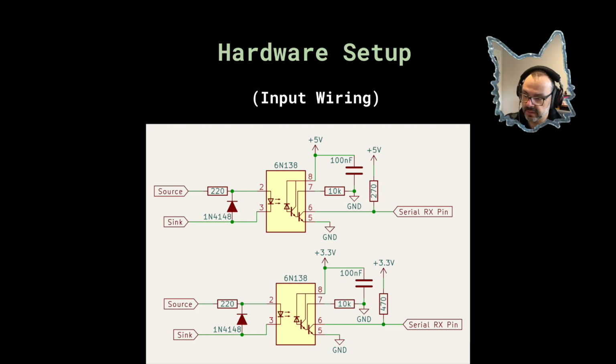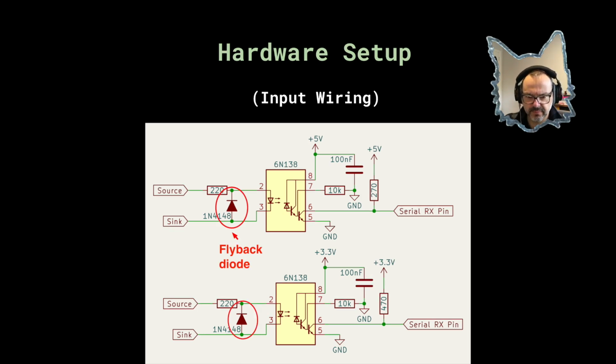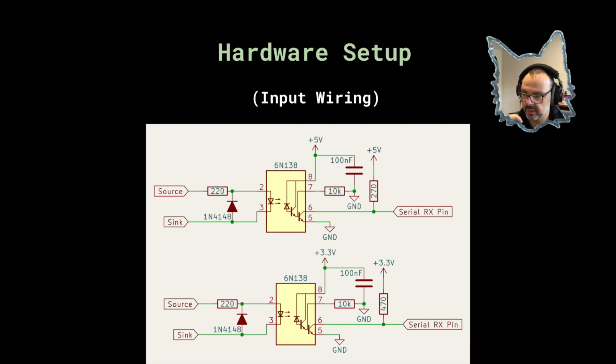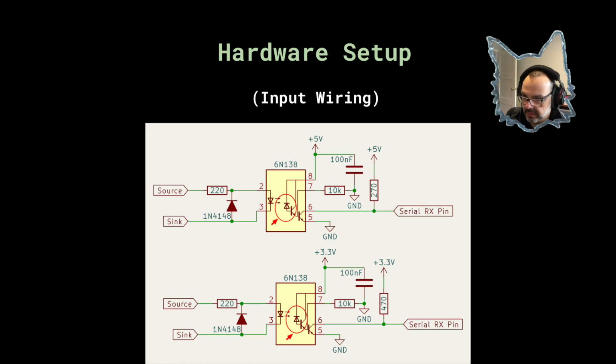This diode right here is called the flyback diode in this configuration, and it's typically just placed here for protection against current spikes so that we don't blow up the LED in here. On the other side, this thing that you see here is called a phototransistor. This is a transistor that has a light-dependent sensor at its base. So whenever it detects light, it will start conducting.